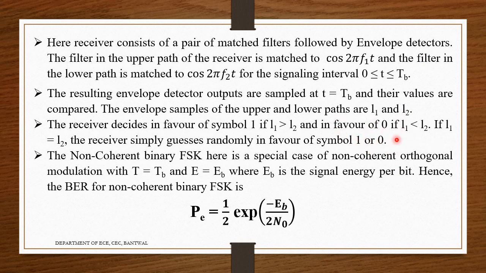In order to determine this for non-coherent orthogonal modulation, t equals Tb and E equals Eb, where Eb is the signal energy per bit. We recall that the bit error rate of a non-coherent binary FSK is Pe equals half times exponential of minus Eb divided by 2N0. Okay, this is all about FSK. We just need to know the structure diagram and how the working principle is carried out, and if an error occurs when L1 equals L2, then we need to check whether it is correct or not by this probability of error equation.